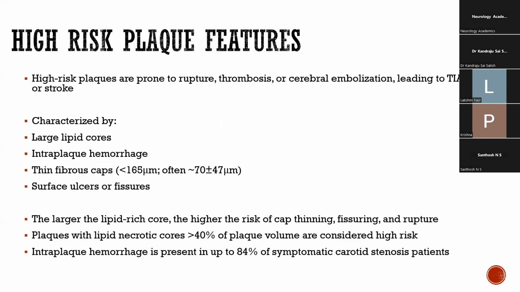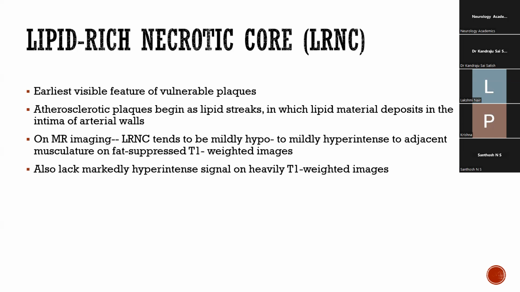So now we'll see the high-risk plaque features. High-risk plaques are prone to rupture, thrombosis, or cerebral embolization leading to TIAs or stroke. They are characterized by a lipid-rich necrotic core, intraplaque hemorrhage, a thin fibrous cap that is less than 165 micrometer, and surface ulcers and fissures. The larger the lipid-rich necrotic core, the higher the risk of cap thinning, fissuring, as well as rupture. Plaques with lipid necrotic cores of more than 40% of plaque volume are considered high risk. And intraplaque hemorrhage is present in up to 84% of symptomatic carotid stenosis patients.